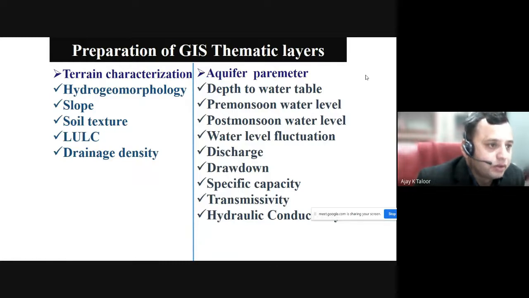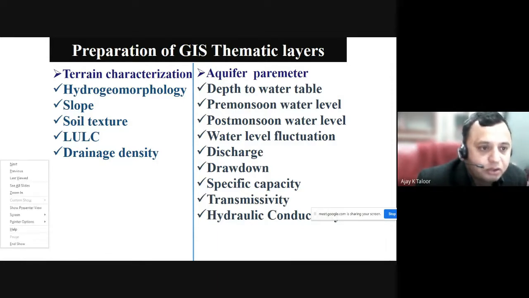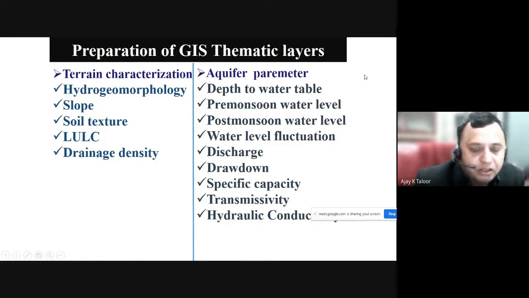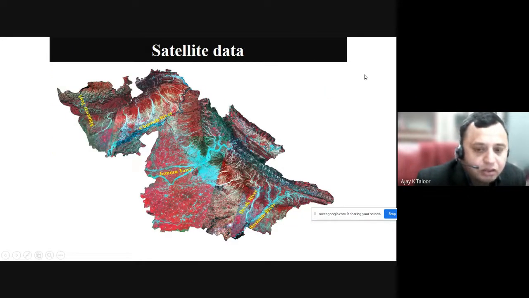These layers that we prepared earlier are known as the terrain characterization layers: hydrogeomorphology, slope, soil texture, land use land cover, and drainage density. Then certain parameters are known as aquifer parameters, like depth to water table, meaning the level of the water just from the surface. Then the pre-monsoon water table map, post-monsoon water table map, and water table fluctuation map. Then discharge data, capacity, transmissibility, and hydraulic conductivity. These are related to groundwater, and if someone has not studied them, they will not be aware of all these things.